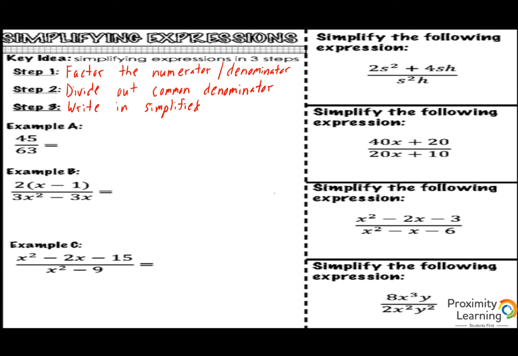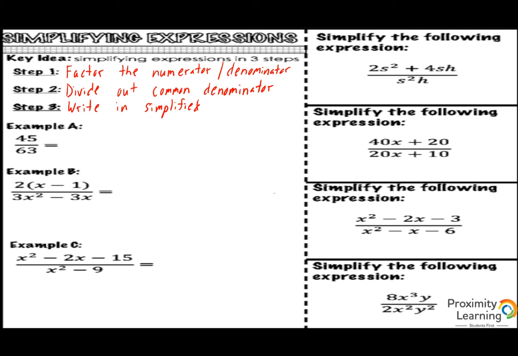So we have a few examples that we're going to take a look at. The first one is a quick review on simplifying a fraction. And then we'll work up to a little bit more: we'll look at a rational expression and then a little bit more complex rational expression. So let's take a look at example A.